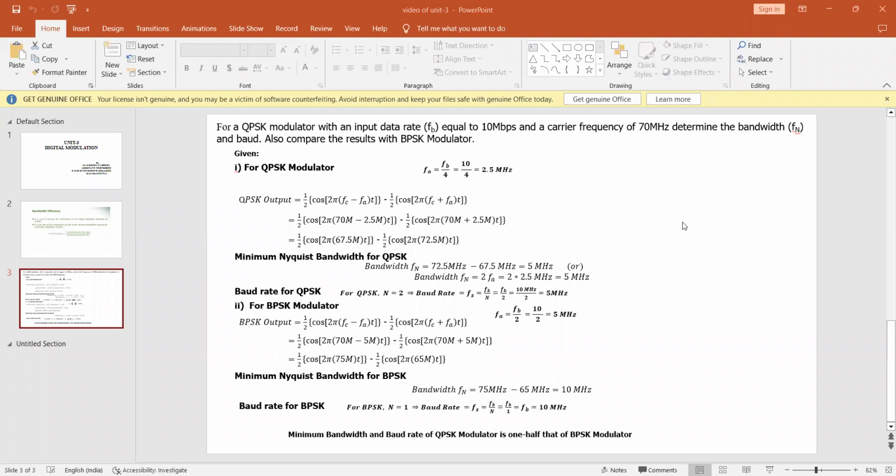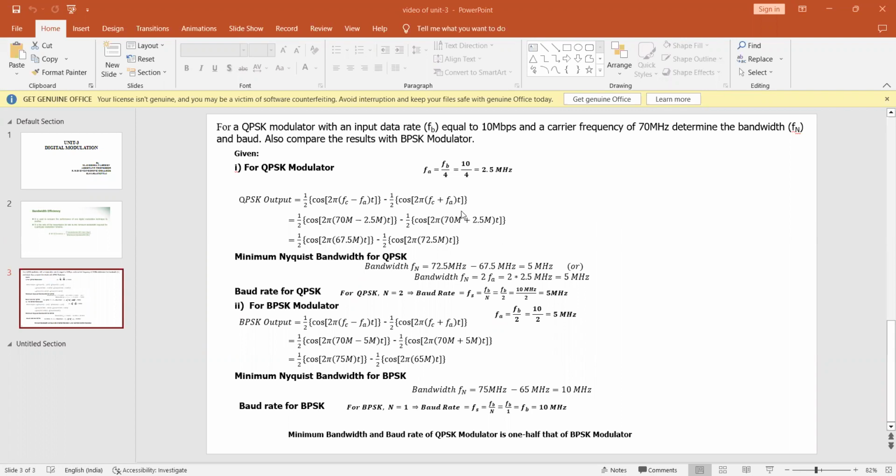Hello students. In the second unit of digital communication, in the Analog and Digital Communication subject, we are going to see one question on the QPSK modulator. This is one of the important questions.